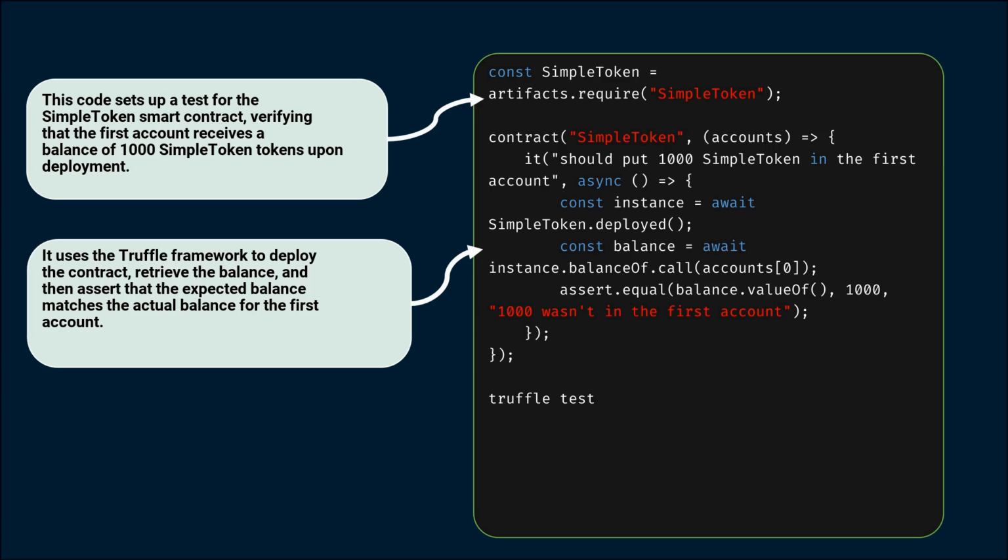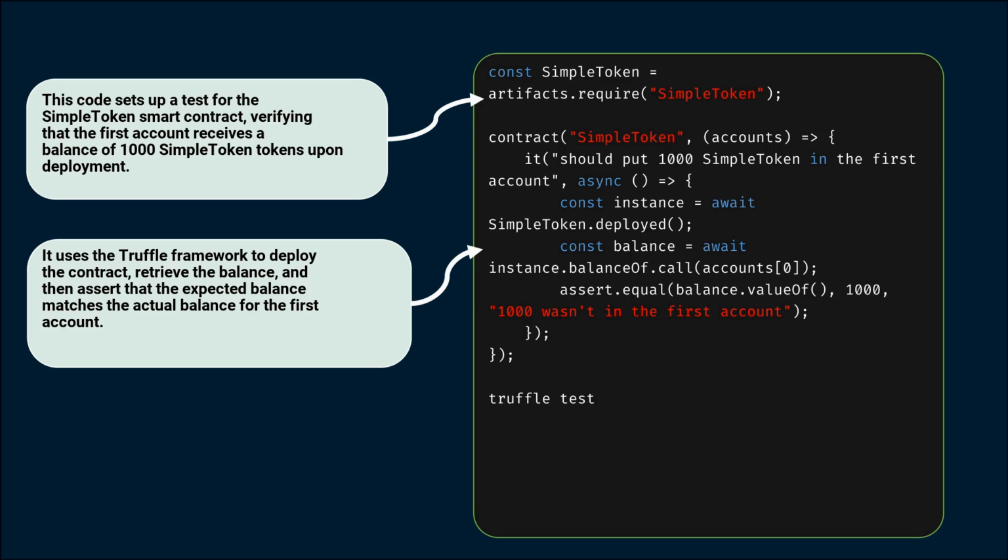Here, we will asynchronously fetch the deployed instance of the Simple Token contract, ensuring that we are working with the latest version deployed on the blockchain. Utilizing the balanceOf function, we will check the balance of the first account, which should be equal to 1,000 tokens. Finally, we will use the assert.equal method to compare the retrieved balance with the expected value.